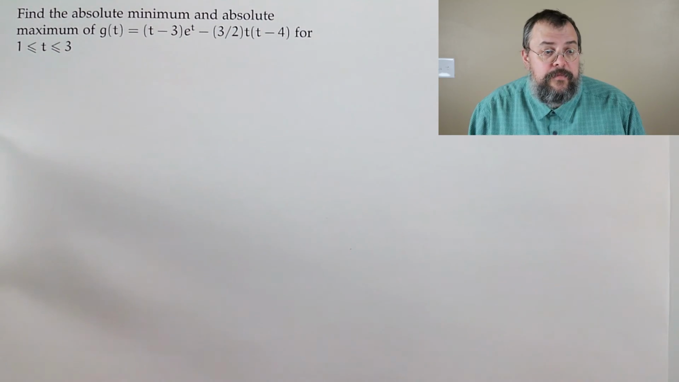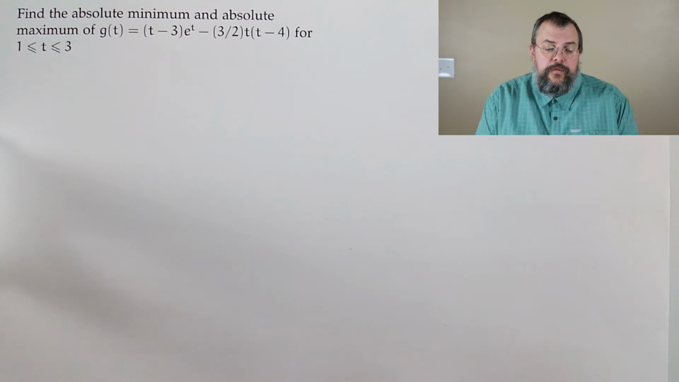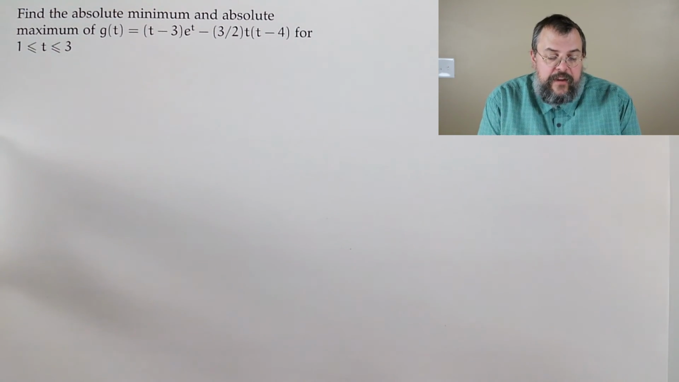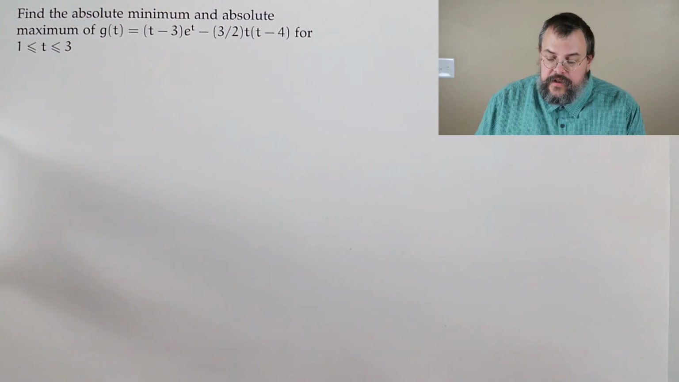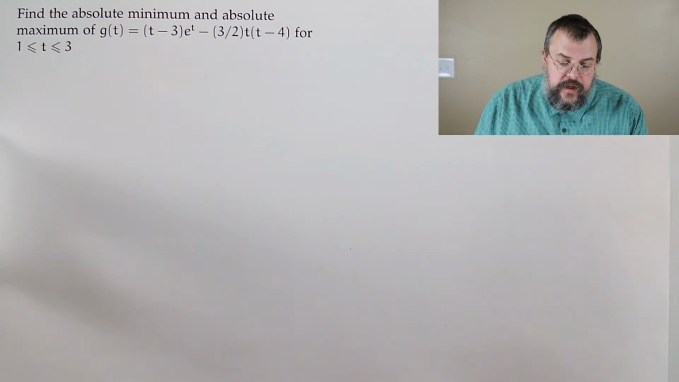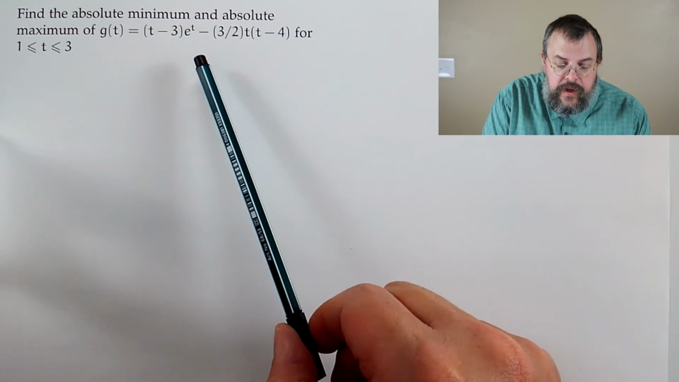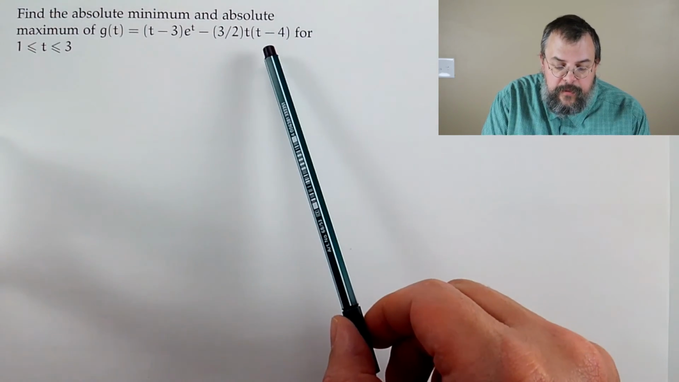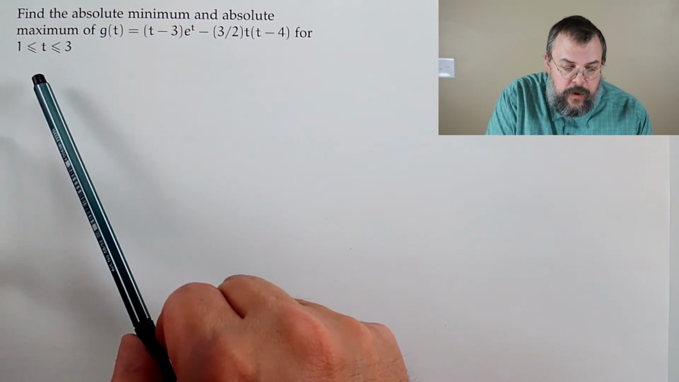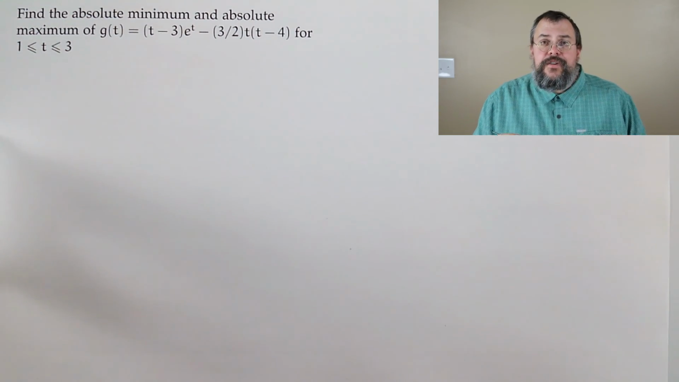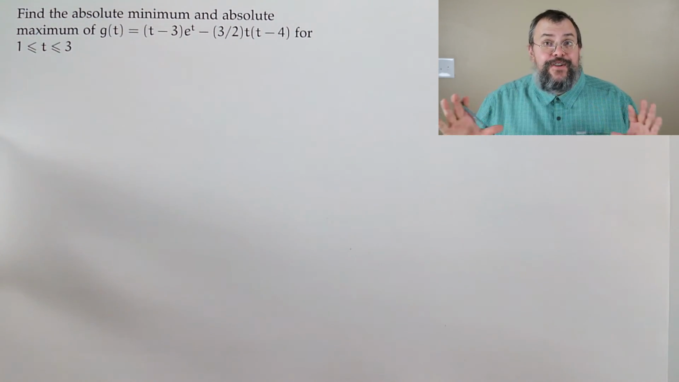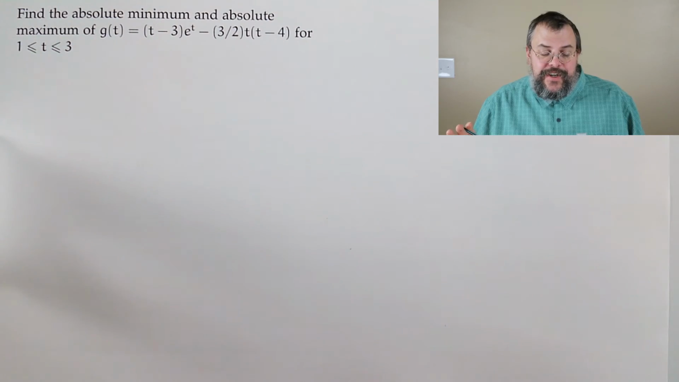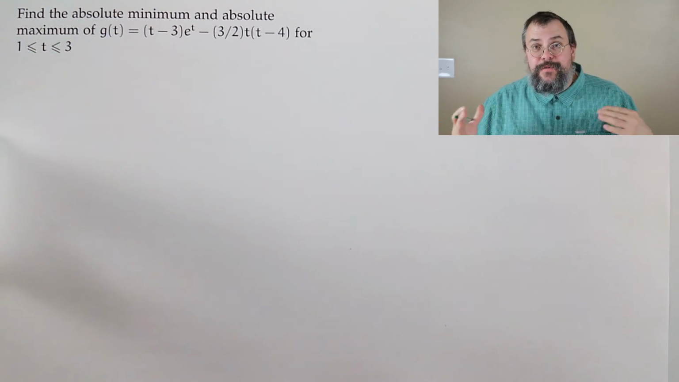All right, next problem. Find the absolute minimum and absolute maximum of the function g of t, which is t minus 3 e to the t minus 3 halves times t minus 4, where we're going between 1 and 3. Now this is kind of interesting because this is not a polynomial. This is a function which involves an exponential as well.